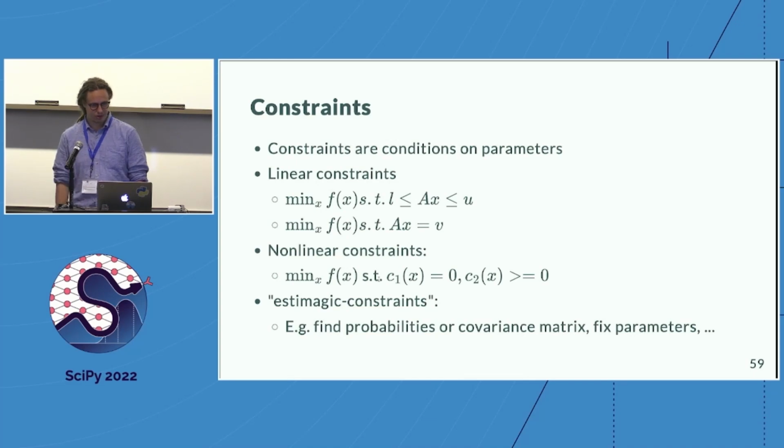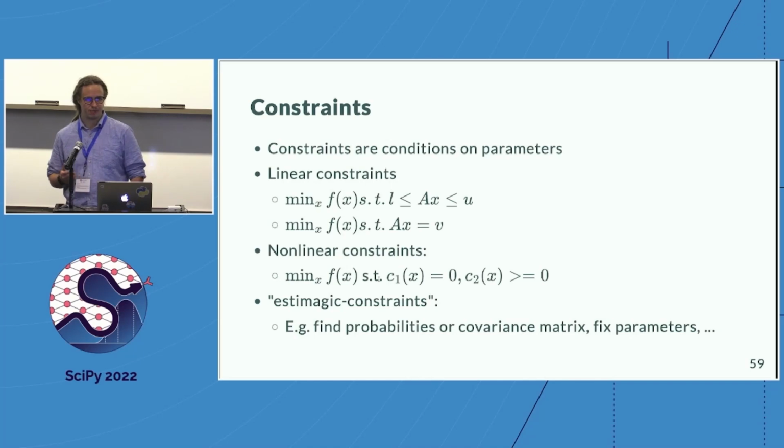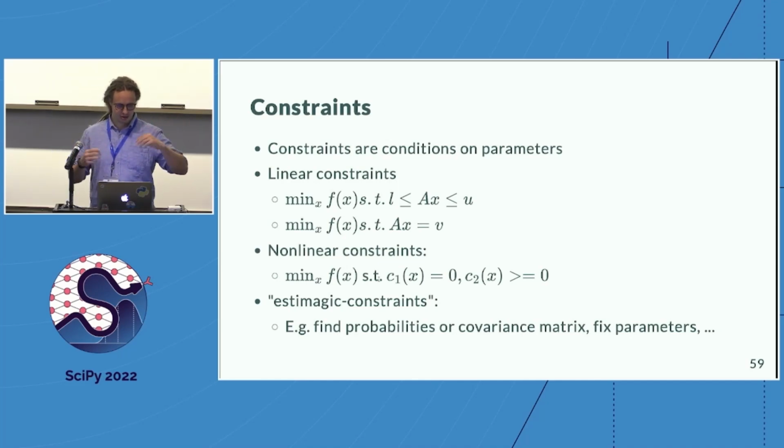Then let's talk about constraints. So constraints are conditions on the parameter vector, and they are not simple bounds in the sense that they could be nonlinear, or they could introduce some weighting, or in general the restrictions that are induced on one parameter may depend on some other parameter. So we might have linear constraints. They could be of the type AX is between L and U. There could also be a linear equality constraint, so AX equals V can also be combined. And then there are nonlinear constraints.